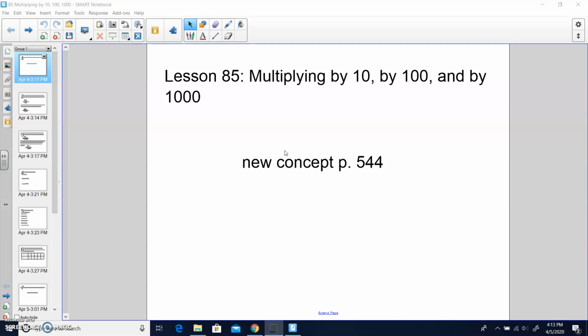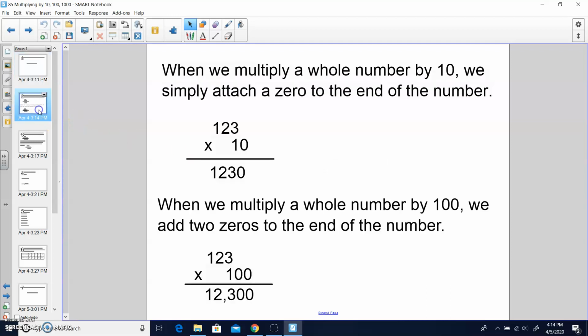If you open your math books up, we are on page 544, so you can follow along. Pause the video, go get your math book if you need to. Page 544.